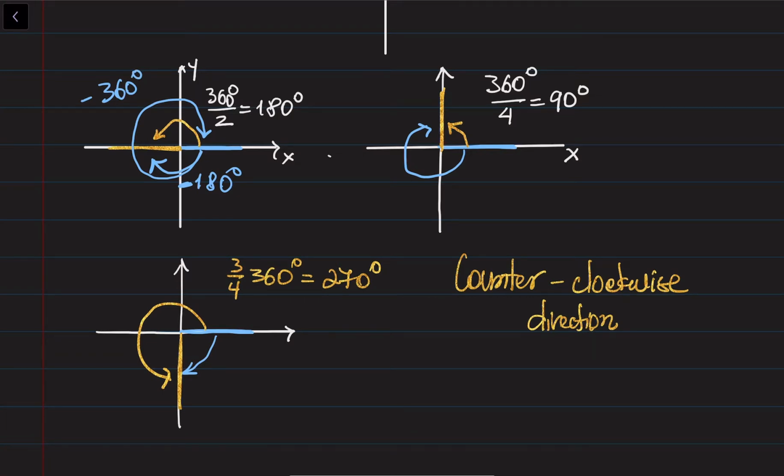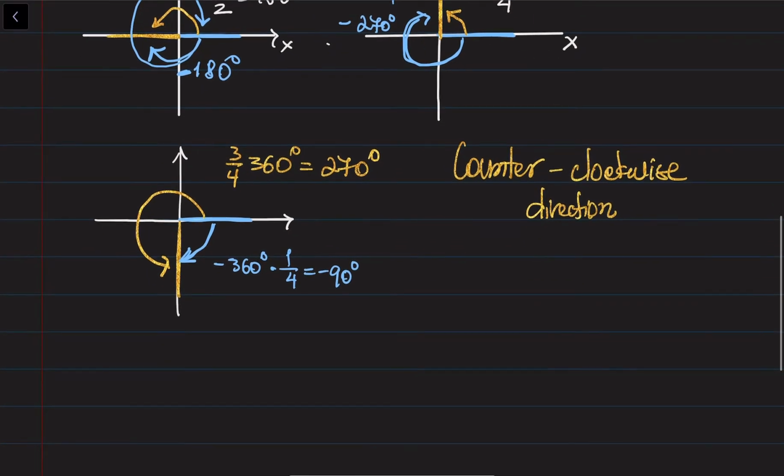For example, this angle here is minus 360 degrees times 3/4, right? So that's why it's going to be equal to minus 270 degrees. So what about this angle? This angle is going to be minus 360 degrees times 1/4. So this is going to be equal to minus 90 degrees.